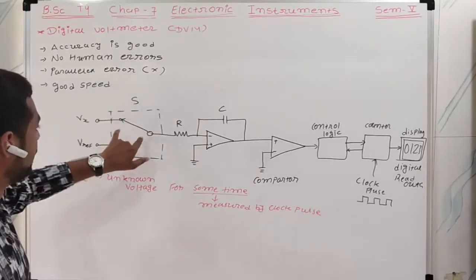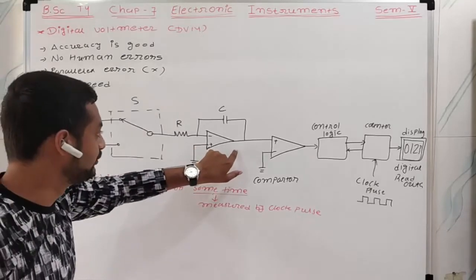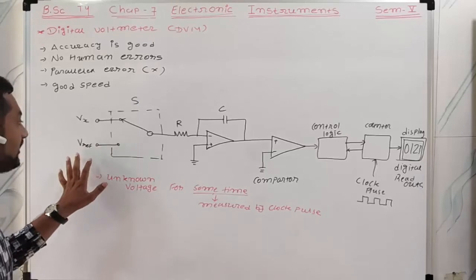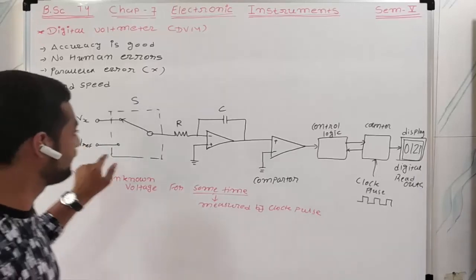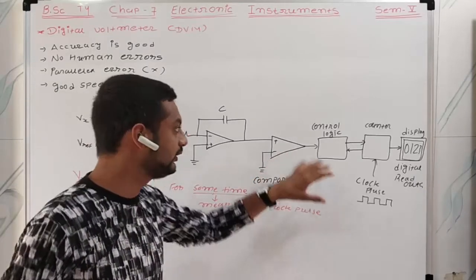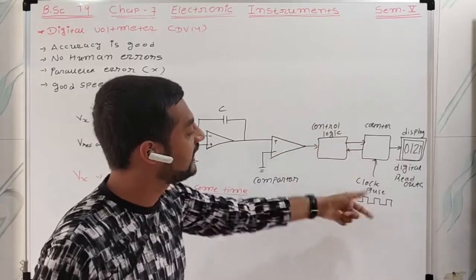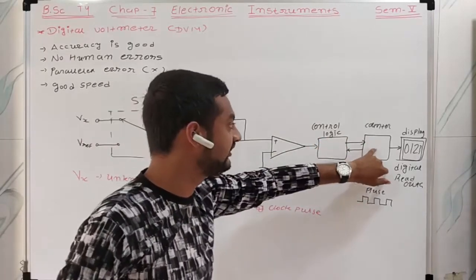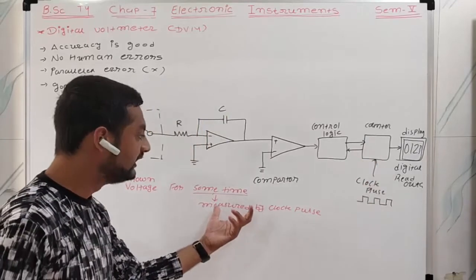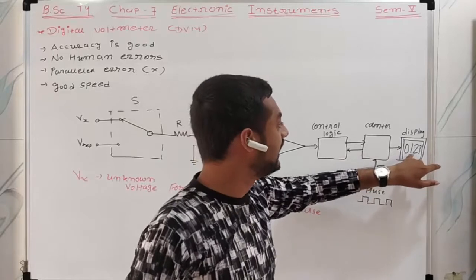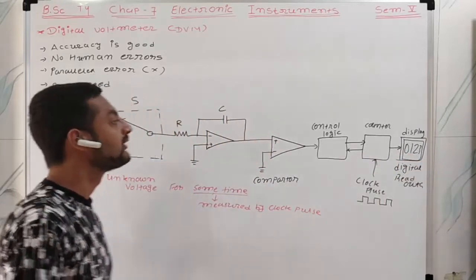સો અનનોન વોલ્ટેજ અહીંયા આવ્યું, એમ્પ્લિફાઈ કર્યું. હવે કમ્પેરેટર કરવા માટે we need some reference voltage ની સાથે કમ્પેર કર્યું. Then based on this control logic and clock pulse, this counter will count the timing. It will give you the output in the display, right?